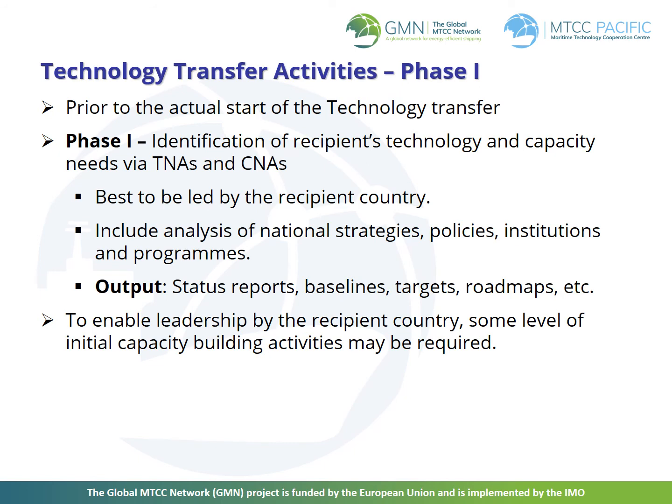Phase 1 includes a number of steps. Firstly, a partnership needs to be established between the stakeholders. Then, there needs to be an assessment of the recipient's technology and capacity needs. This must be led by the recipient country. This should be followed by an analysis of national strategies, policies, institutions, and programs that are to be included. The outputs of Phase 1 should be status reports, baseline data, clear targets, and roadmaps for a way forward.